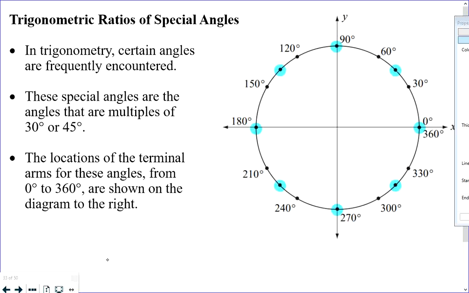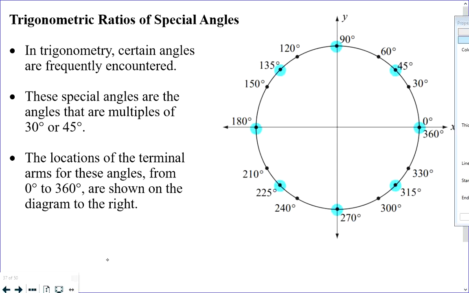What about those ones? Those are not multiples of 30. What are they multiples of? 45. So the first one's 45 away from 0, then 90, but we already have 90. Add 45 to 90, we get 135. Add 45 to 135, you get 180, but we have that. 180 plus 45 is 225, plus 45 is 270, plus 45 is 315, and then we're back to 360.